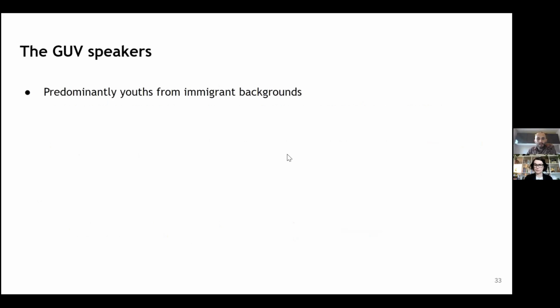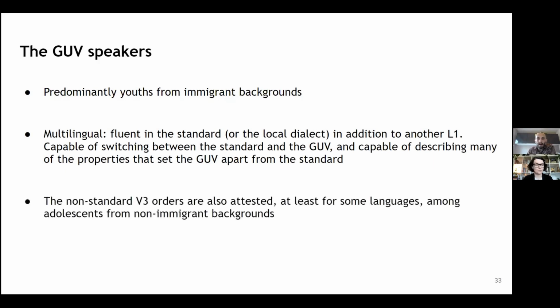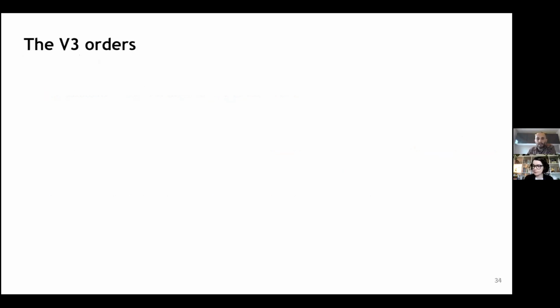Their speakers are predominantly from immigrant backgrounds, although many of them are born and raised in their respective countries. And they are multilingual in many senses. They're fluent in the standard or some local dialect, in addition to generally another first language. And they're capable of switching between the standard and the urban vernacular, and also of describing many of the properties that set this apart from the standard. And also note that the non-standard V3 orders are attested, at least for some languages, I can say surely for Norwegian, among adolescents from non-immigrant backgrounds. So it might be on the move, and it's apparently becoming cool.